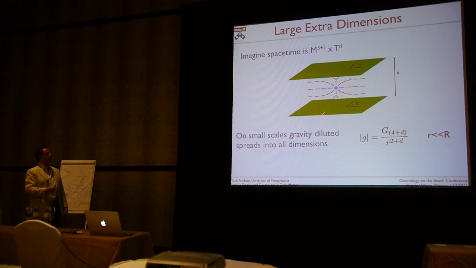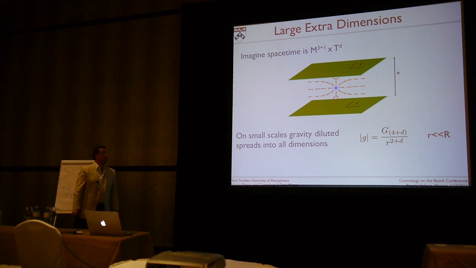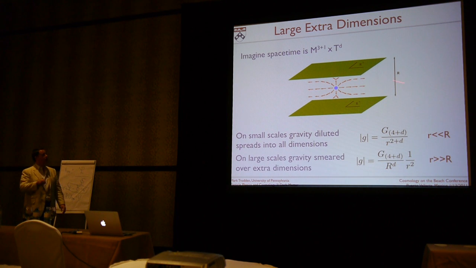on very small scales, if you just surround this particle with a little sphere, then the sphere is in all your number of dimensions. Flux spreads out in all those dimensions. But it's very easy to see that Gauss's law tells you that the gravitational acceleration goes like 1 over r to the 2 plus d. Not what we measure in our world, just to remind you.